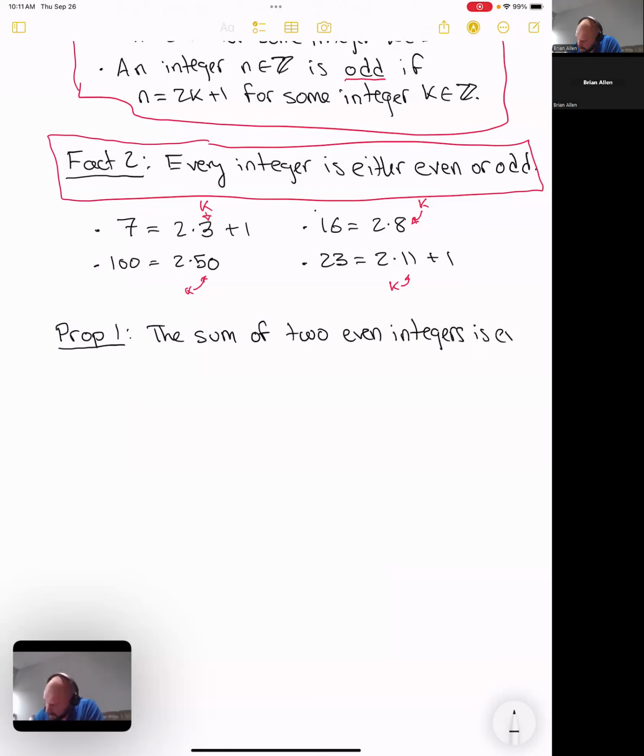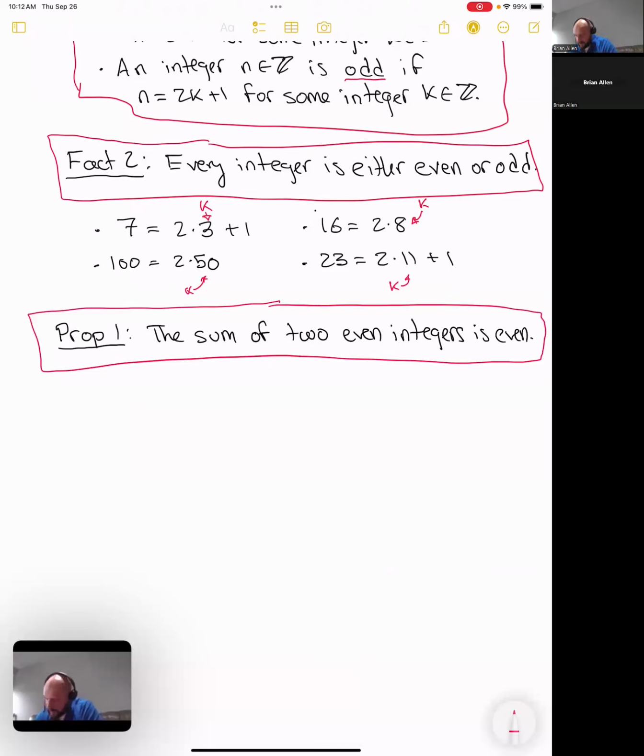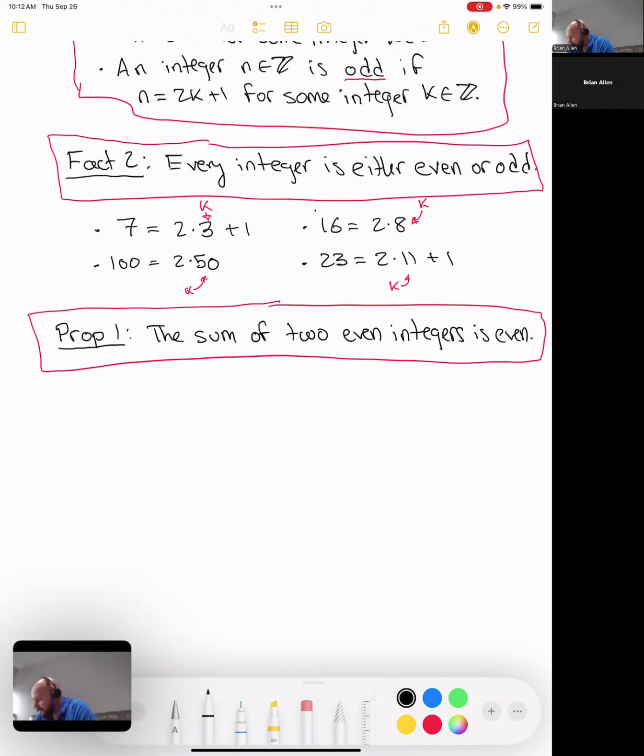is even. Okay, notice this is a little bit different than what I called fact 1, which said the sum of two integers is an integer. That we're taking as a fact that we're not going to prove. But now I'm making a statement about particular types of integers, in particular even integers, right? So we're saying that the sum of any two even integers is not only an integer, but actually is even itself. Okay.